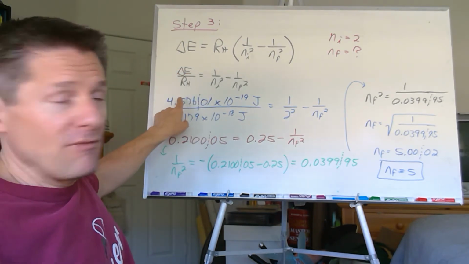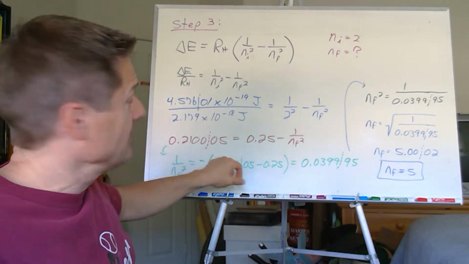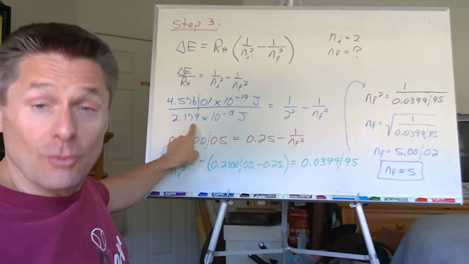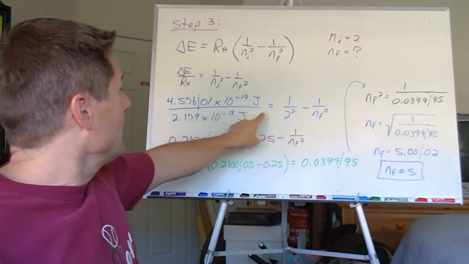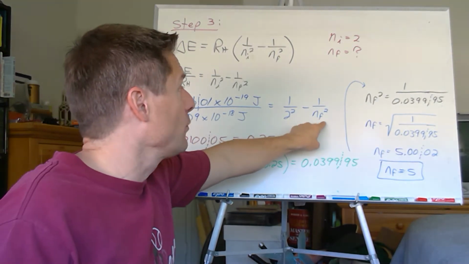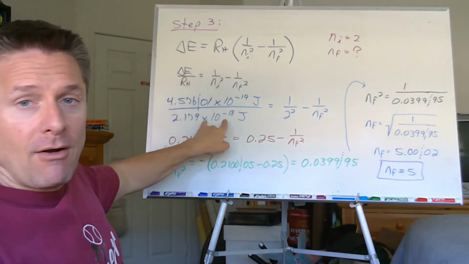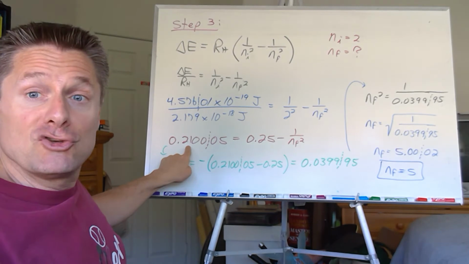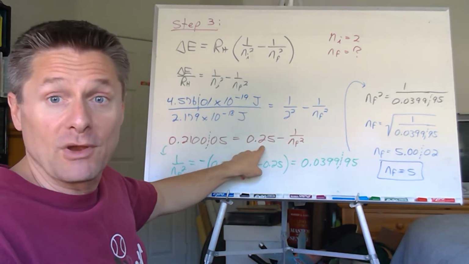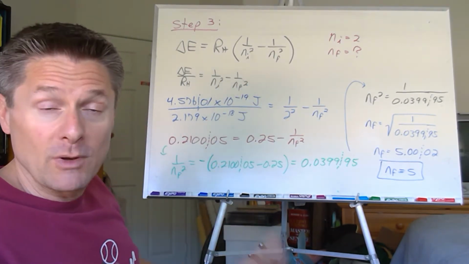So there was my energy from before, 4.57601 times 10 to the minus 19th joules, good to 4 sig figs. Rydberg constant, R sub H, 2.179 times 10 to the minus 18th joules. I would provide you that. Equals 1 over 2 squared, or 1 over 4, which would be 0.25, minus 1 over n final squared. So if we take the delta E divided by R_H to 4 sig figs, I get 0.210005. That should equal 1 over 2 squared, which is 0.25, minus 1 over n final squared. So I've kind of simplified things. All the units went bye-bye.